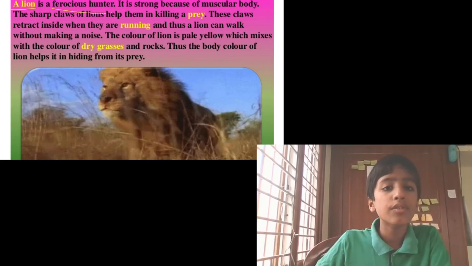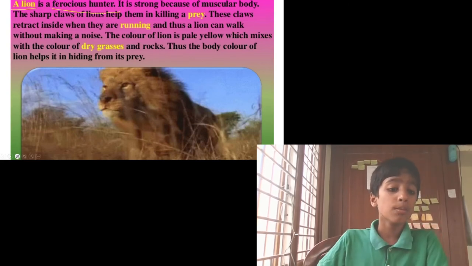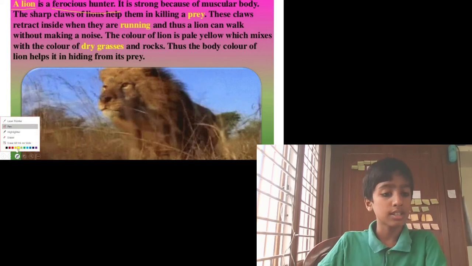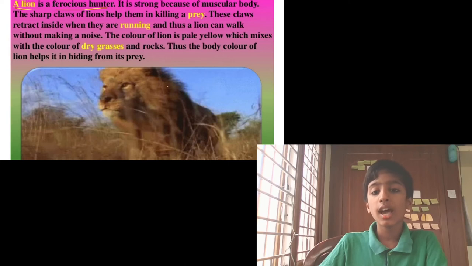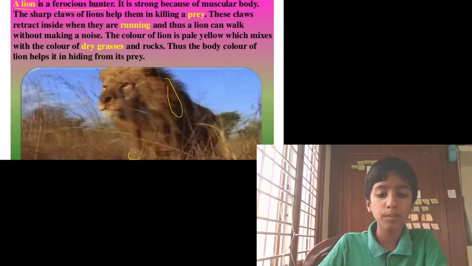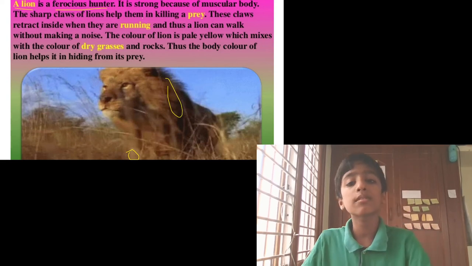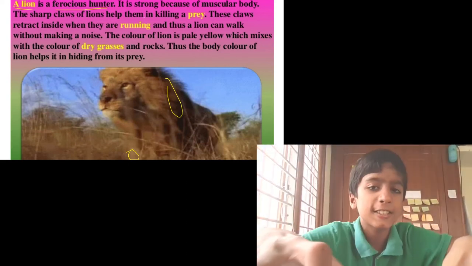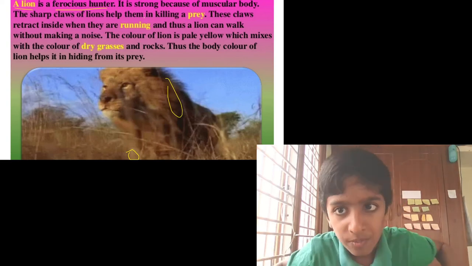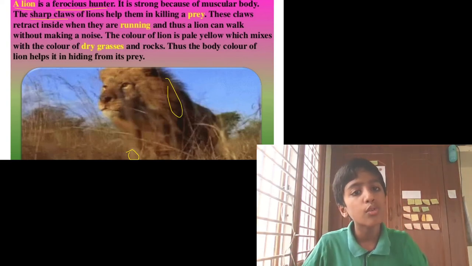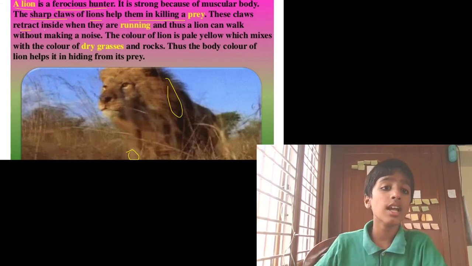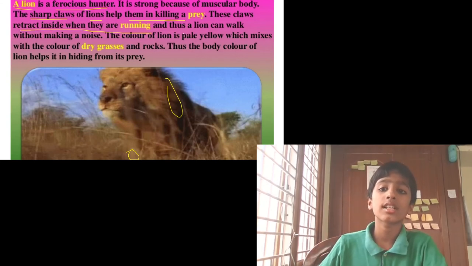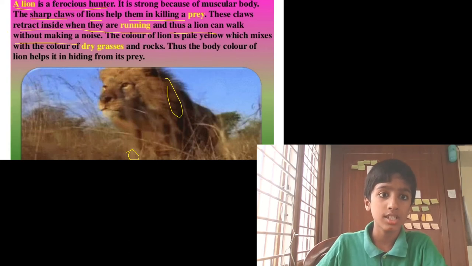A lion is a ferocious hunter, and it is strong because of its muscular body. The sharp claws of the lion help them kill the prey. Their claws retract inside when they are running, and the lion can walk without making noise.